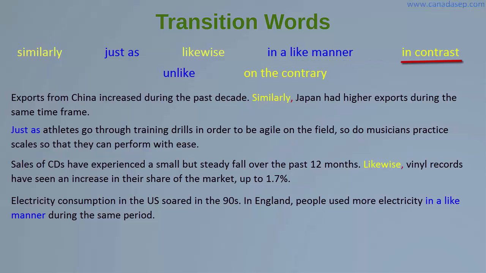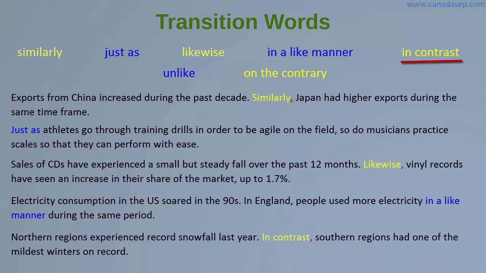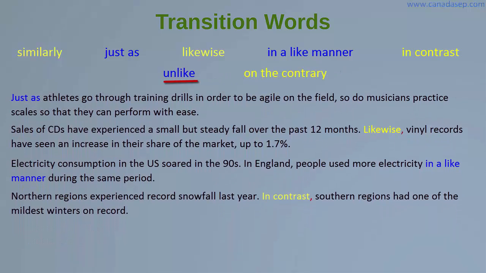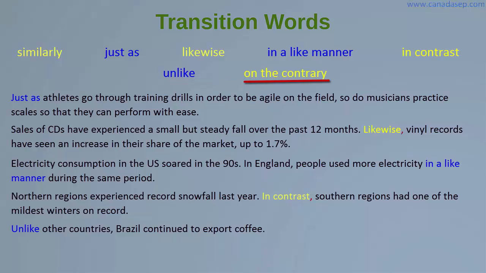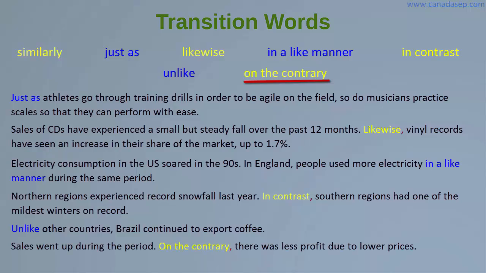In contrast, northern regions experienced record snowfall last year. In contrast, southern regions had one of the mildest winters on record. Unlike other countries, Brazil continued to export coffee. On the contrary, sales went up during the period. On the contrary, there was less profit due to lower prices.